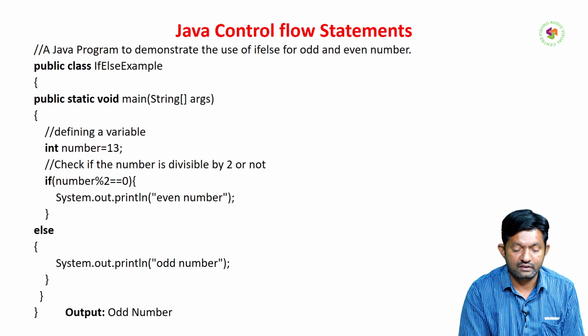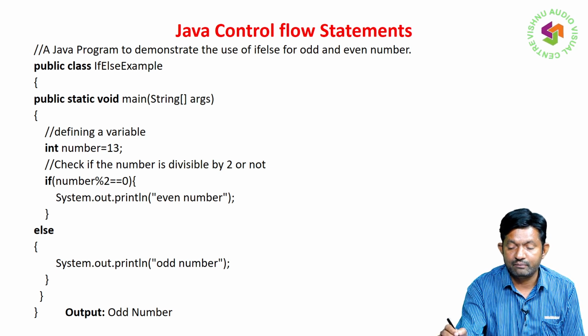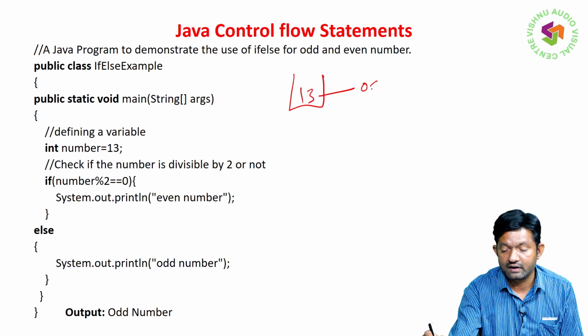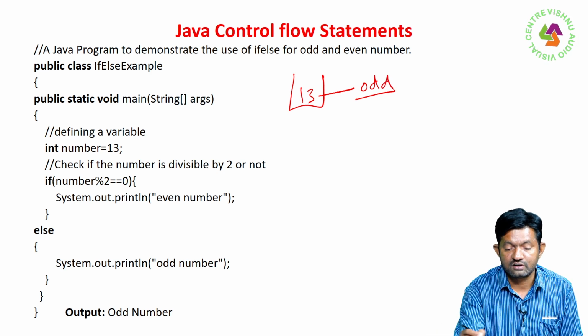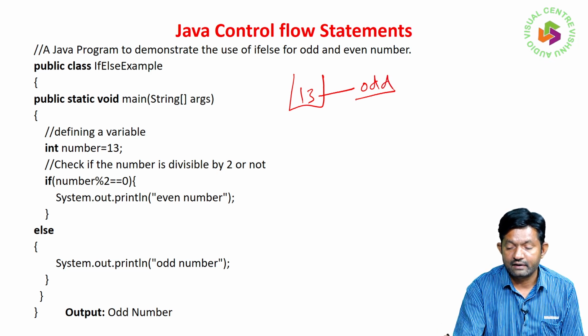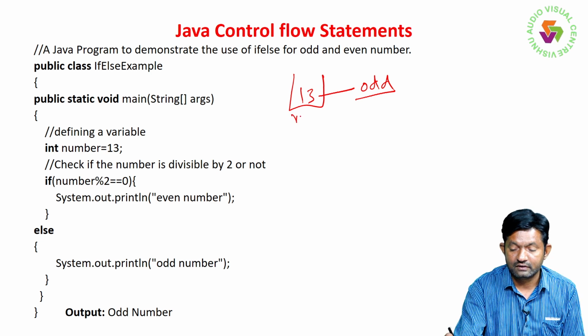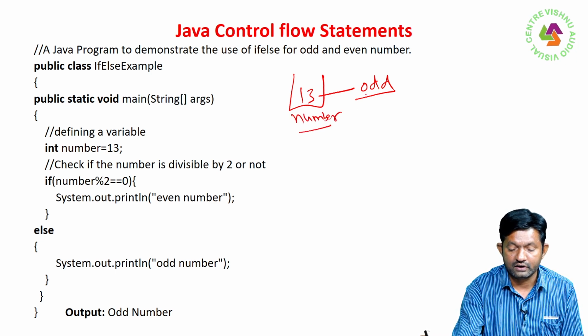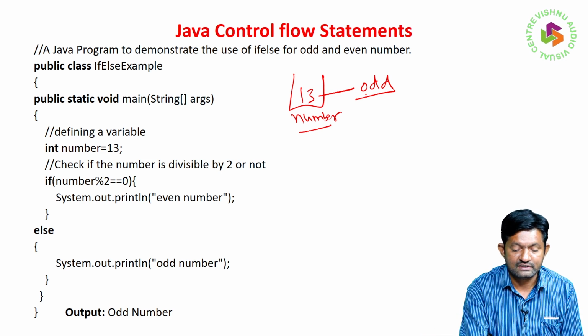Now here int number is equal to 13. Printing even or odd numbers. We know that the number 13 is odd. This is a demonstration of the if-else statement. Number is the variable, with value 13. So the logic for the code is number is equal to 13.